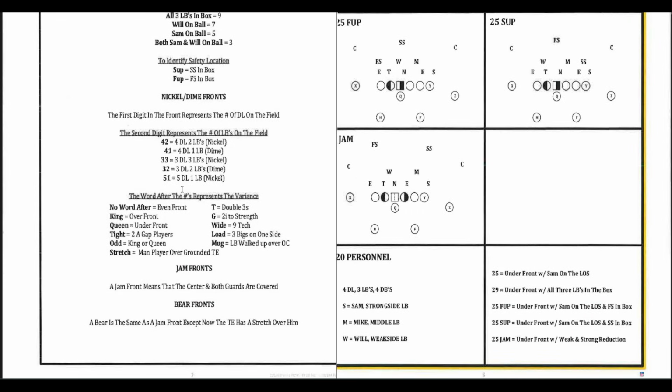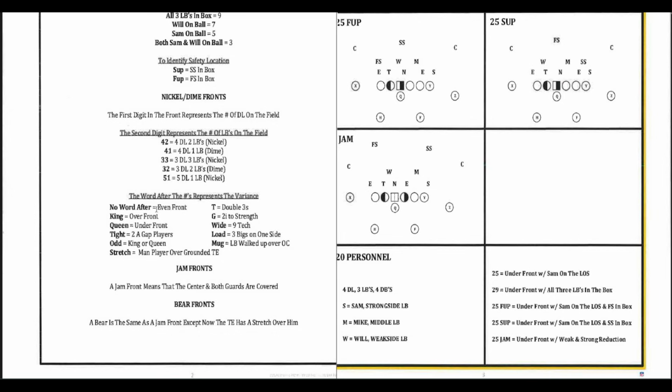Then you have your nickel and dime. If you've got 5 or 6 defensive backs on the field, the first digit in the front represents the number of D-line on the field. So 4 D-line, it's going to start with a 4. 3 D-line, it's going to start with a 3. 5 D-line, it's going to start with a 5. Pretty simple. Then the word after the numbers represents the variance.